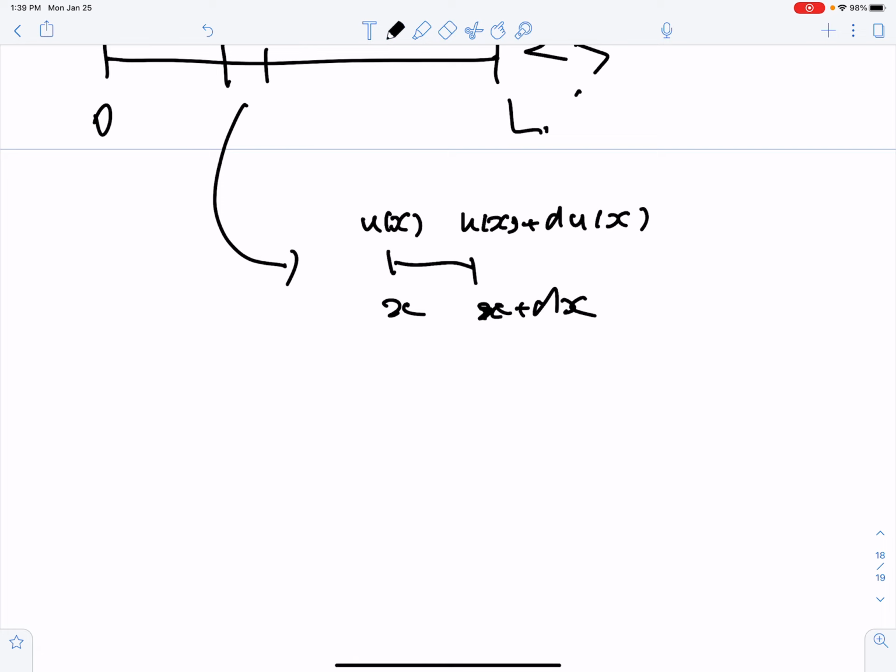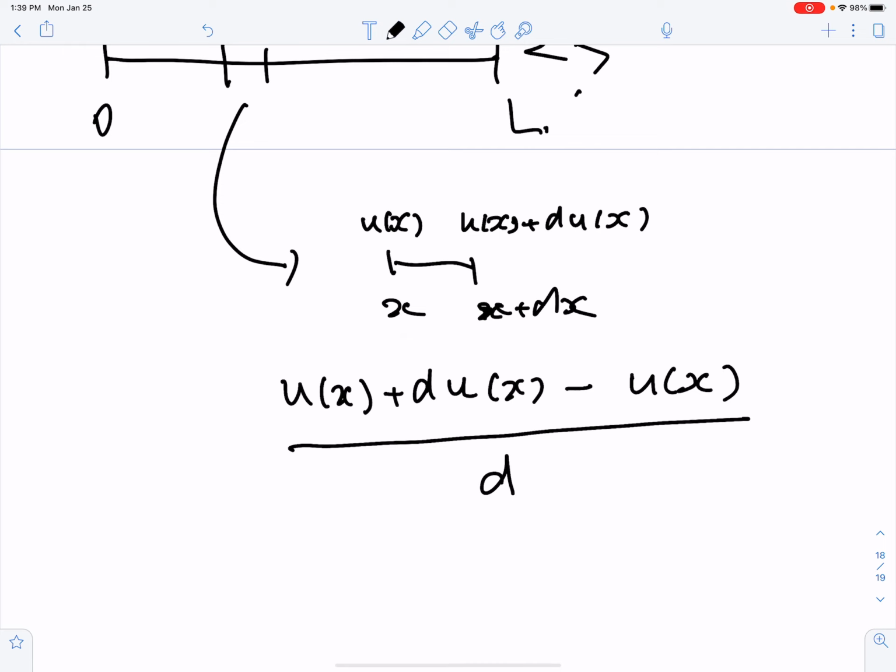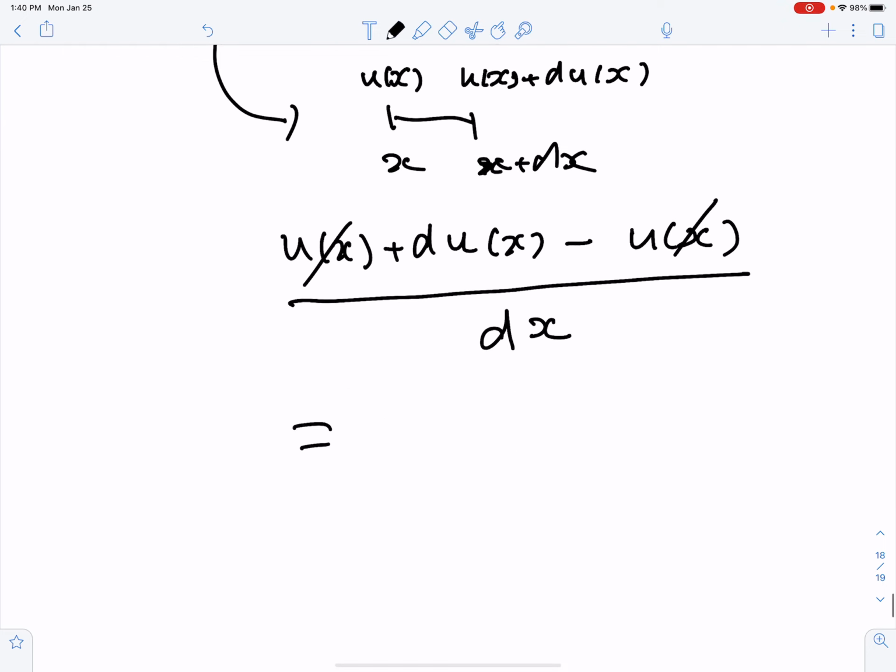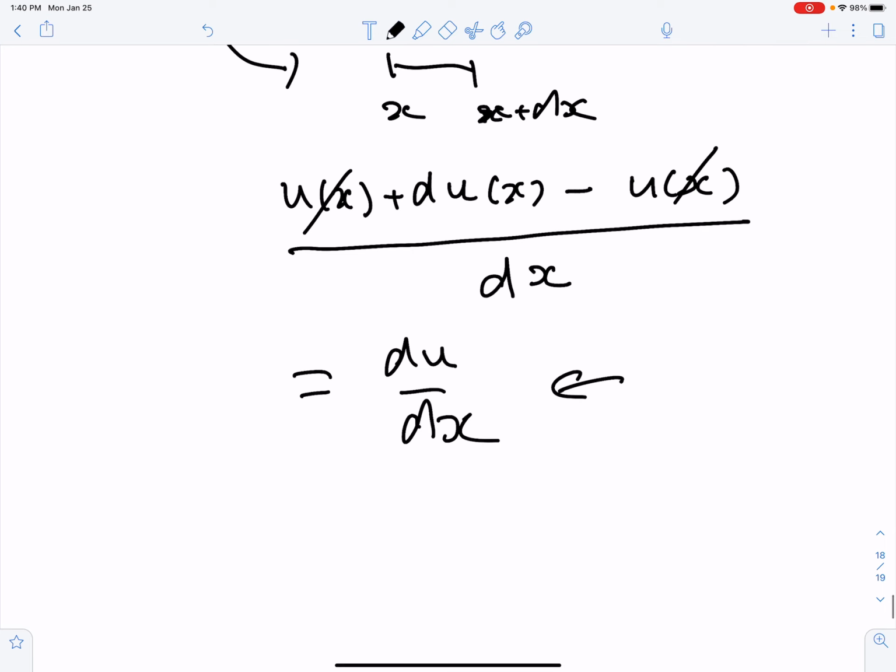u of x plus du, as a function of x, minus u of x, and then divide by the original length, which is dx. The u's cancel out, and you get du/dx, as applied at the infinitesimal level. And so this is how the strain expressions are derived. So this becomes epsilon.